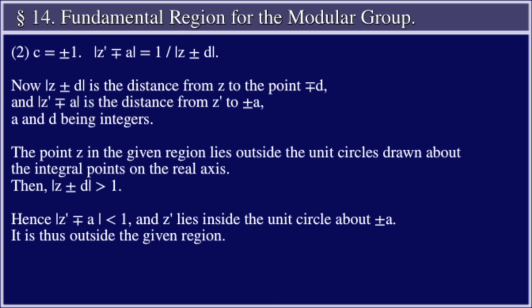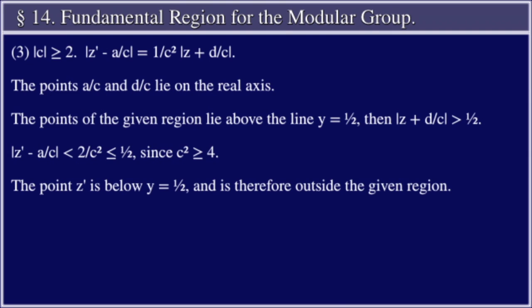The point z in the given region lies outside the unit circle, drawn about the integral points of the real axis. Then, the absolute value of the quantity z plus or minus d is greater than 1. Hence, the absolute value of z prime minus or plus a is less than 1, and z prime lies inside the unit circle about plus or minus a. It is thus outside the given region.